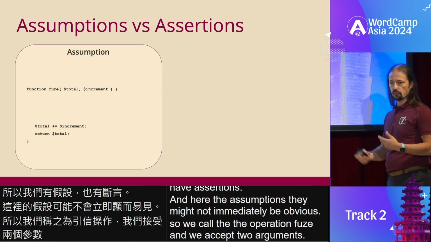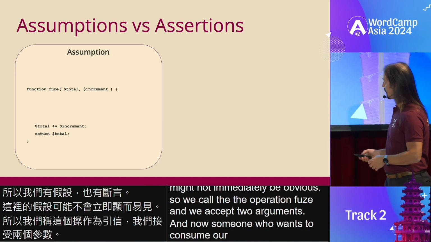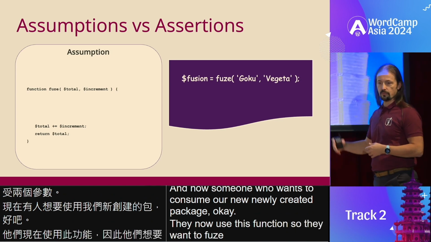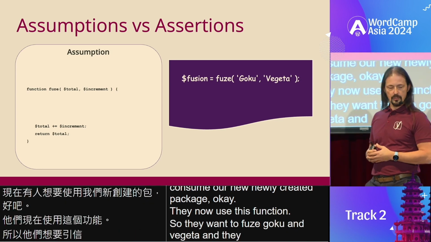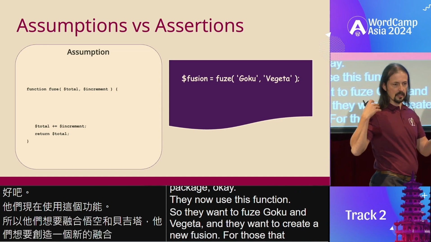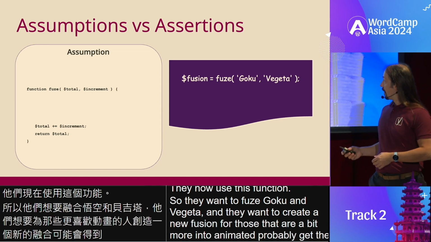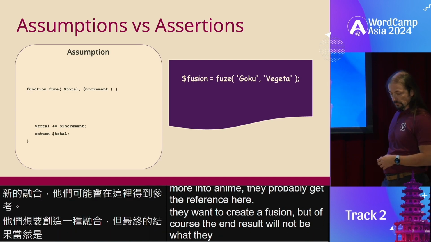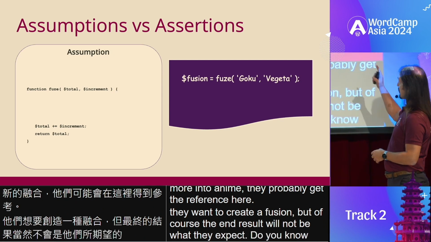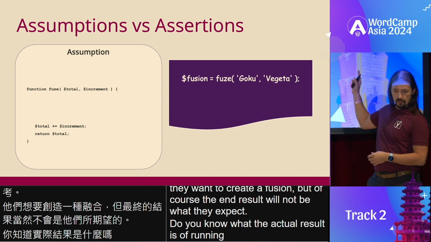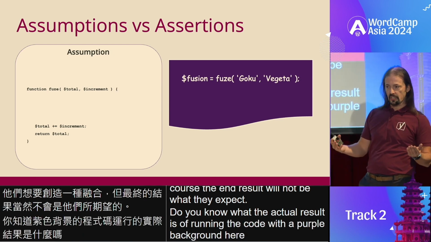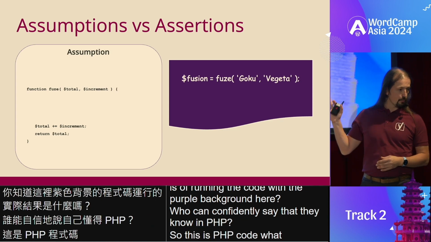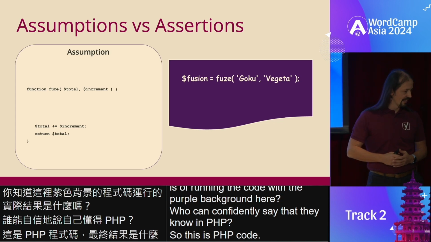And now someone who wants to consume our newly created package, okay, they now use this function. So they want to fuse Goku and Vegeta. And they want to create a new fusion. For those that are a bit more into anime, they probably get the reference here. They want to create a fusion, but of course the end result will not be what they expect. Do you know what the actual result is of running the code with the purple background here? Who can confidently say that they know in PHP, so this is PHP code, what will be the end result of this operation? What do you think?